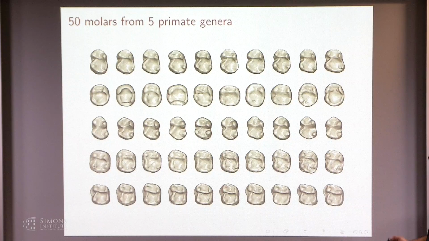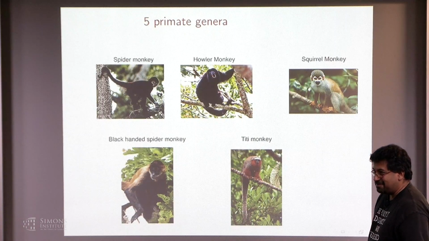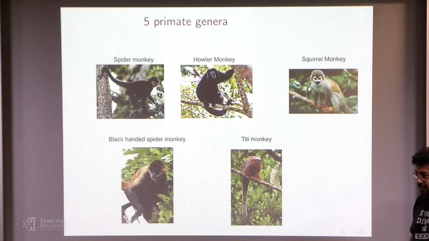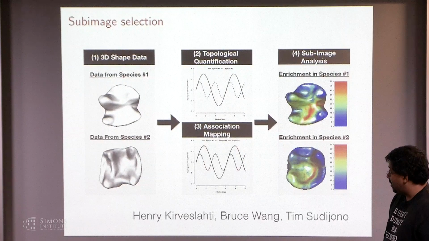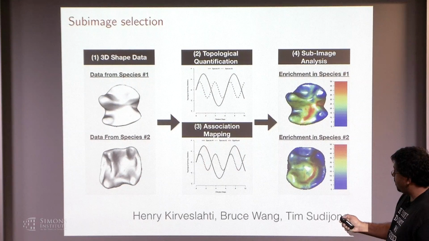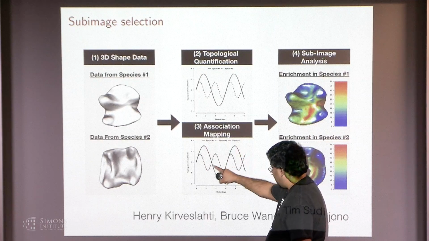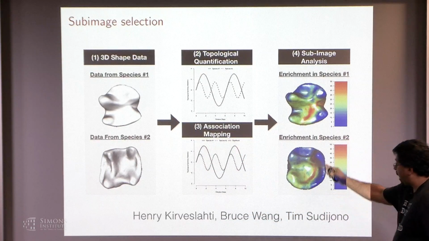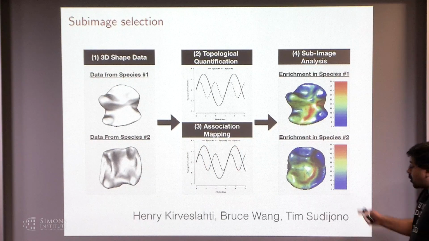Okay, so here's an example of a data set we're working with. We have 50 molars from 5 different primate genera. These are the monkeys. Some of them eat leaves, some of them eat insects, and some of them eat fruits. So this is a classification problem. What I can do is take the different data from the species, look at the Euler curves, do variable selection on them, so match regions. And the question is, can I pull back and give you a picture like that where in the shape you can, okay? So we're working on this right now.